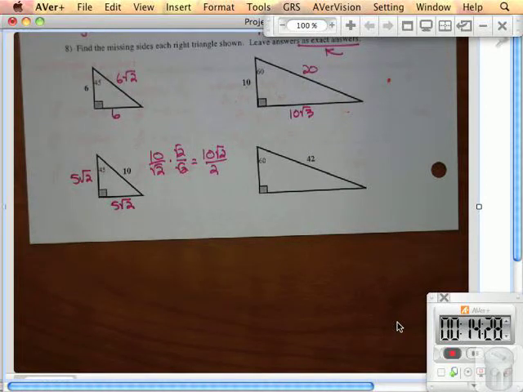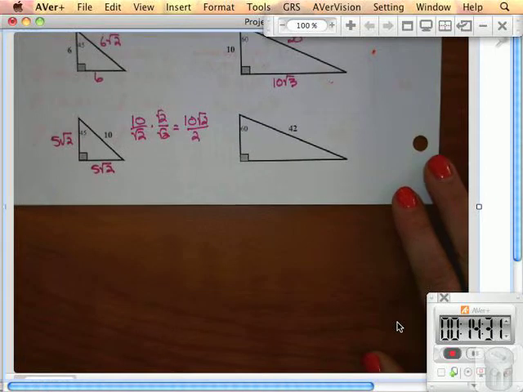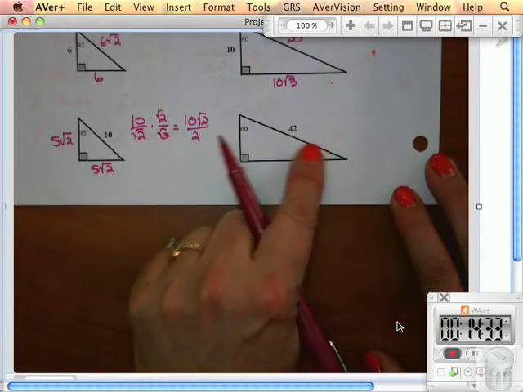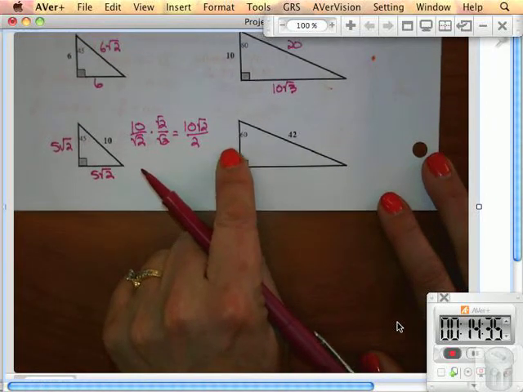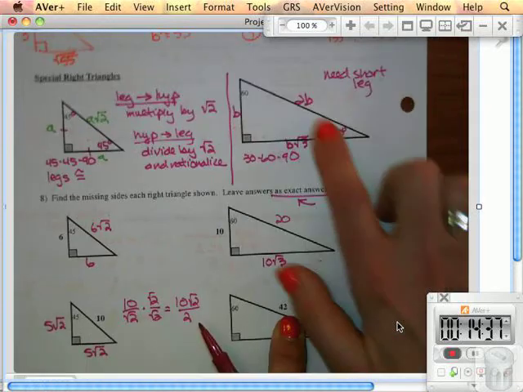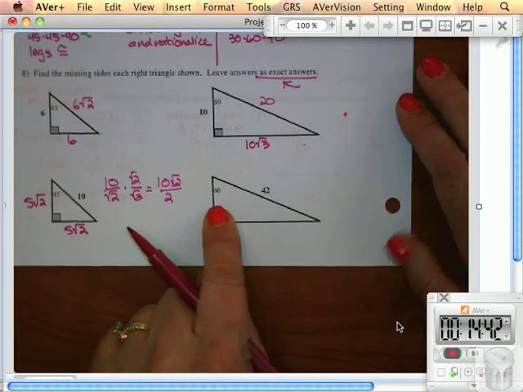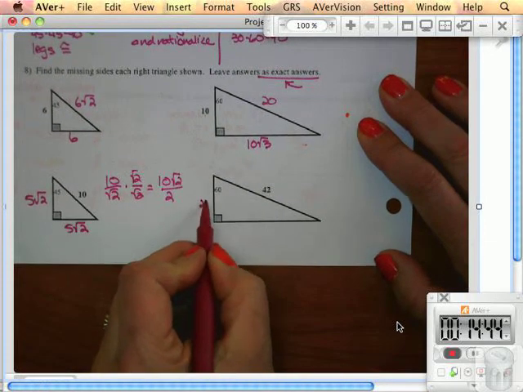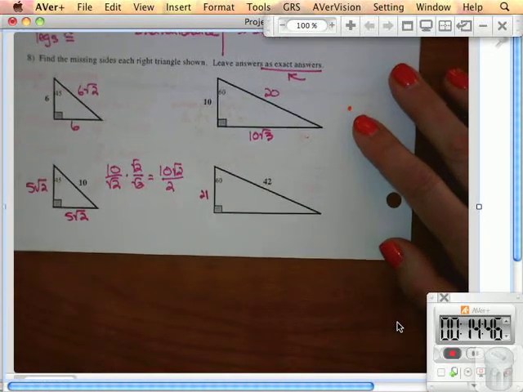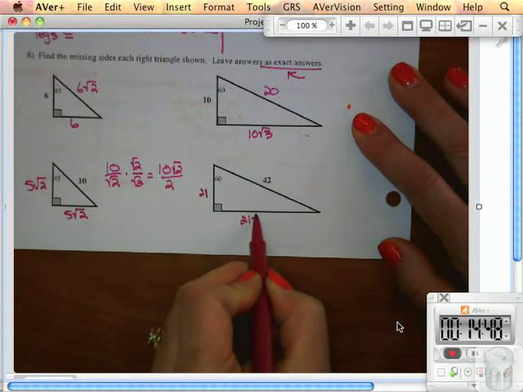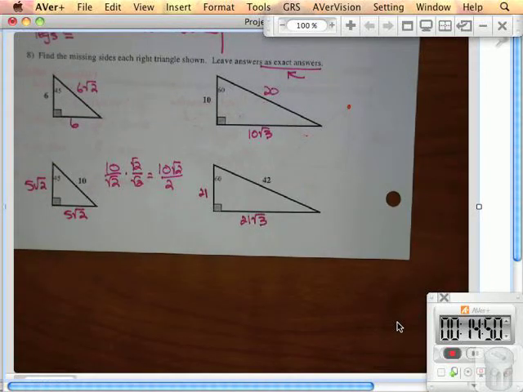Okay, 30, 60, 90. They gave me the hypotenuse. What is the length of the short leg? What did we do here? Yes, it's 21. It's half of the hypotenuse. And then we just do 21 times the square root of 3. Coming back to you?